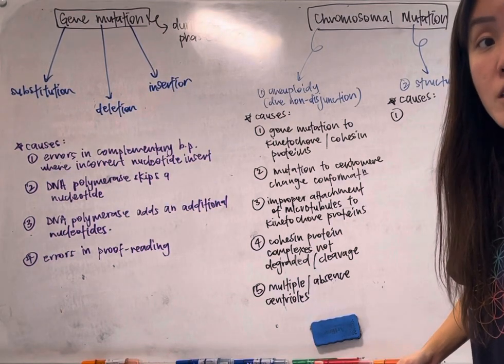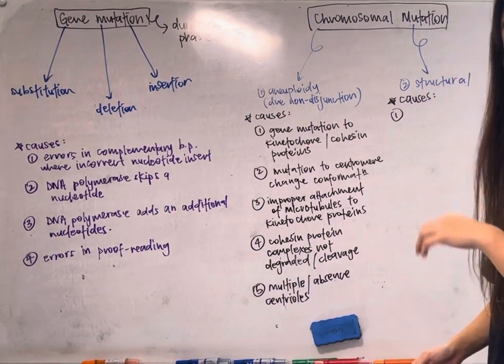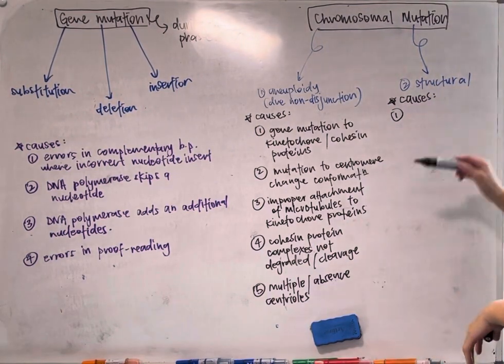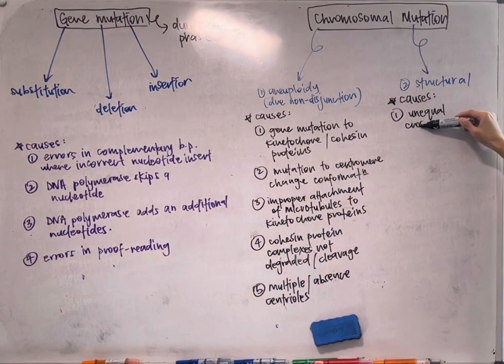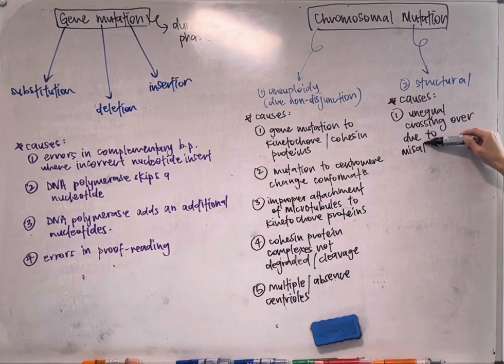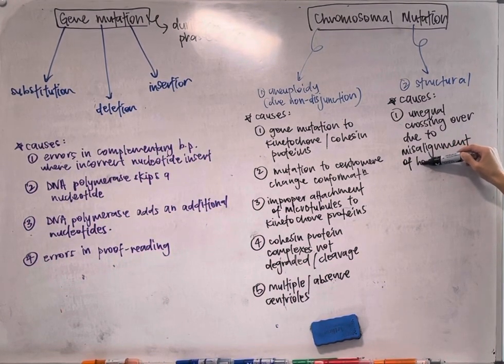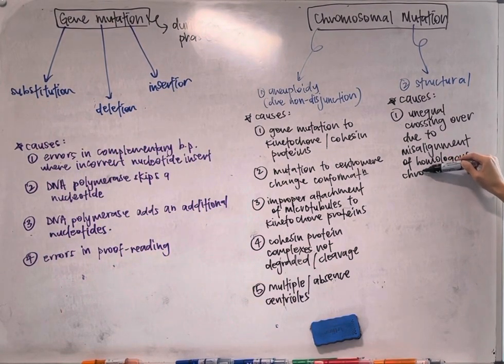Or between? So what if you have unequal crossing over due to maybe misalignment? Misalignment, okay, of my homologous chromosomes, such that you can lead to, let's say, insertion, translocation mutations.